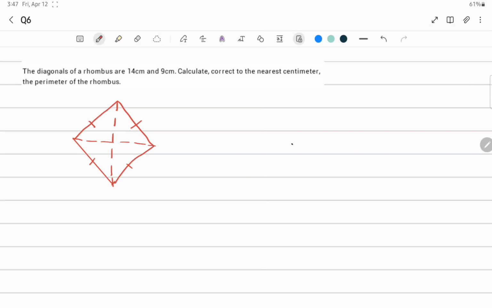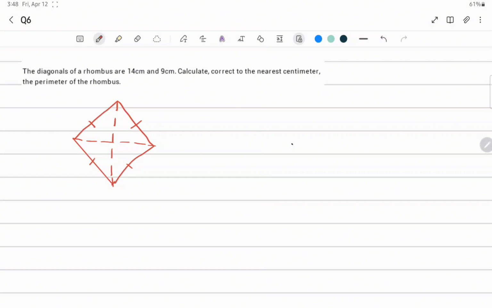We have the two diagonals bisecting each other, and one of the properties, like I mentioned, that you should know is that the diagonals are not equal, but they bisect each other at 90 degrees. And also another property of a rhombus that you should know is that the opposite angles are equal. So we have all four sides equal in length, we have opposite angles being equal, and the diagonals bisect each other at 90 degrees but are not equal in length.